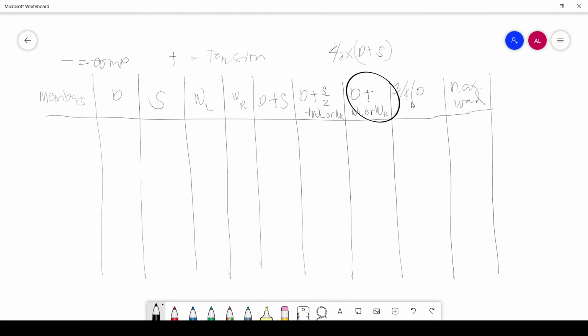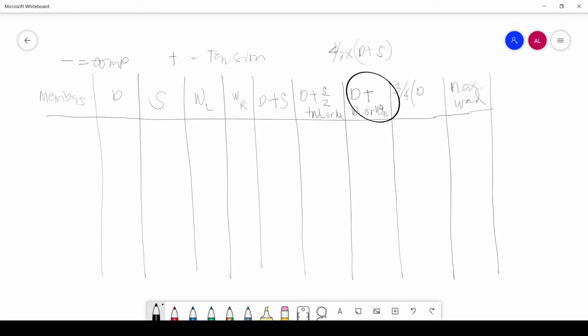So, our condition is: any combination with dead plus wind, dead plus ice, and so on. Whatever combination has wind, it needs to be 4/3 times compared with our D plus S.